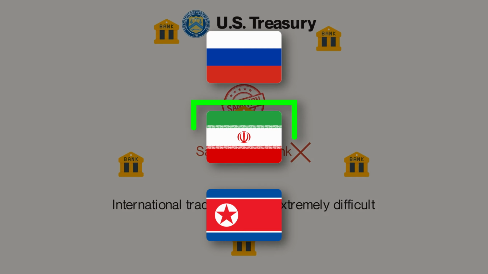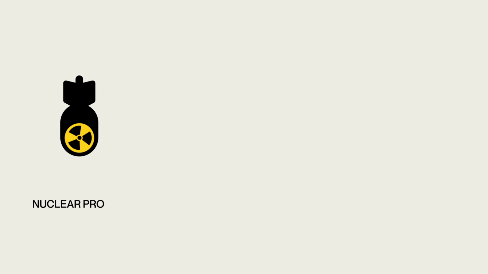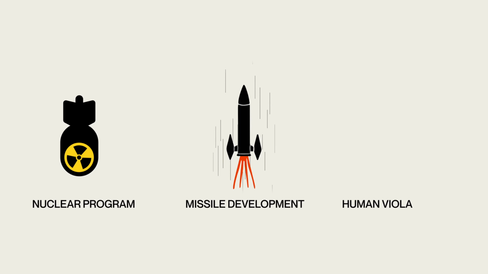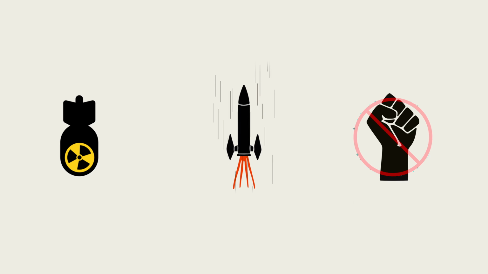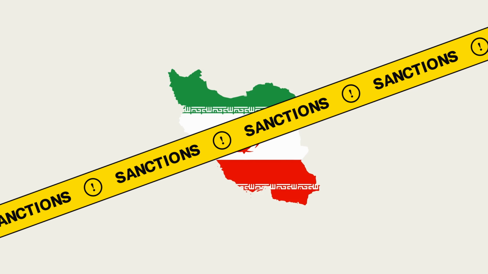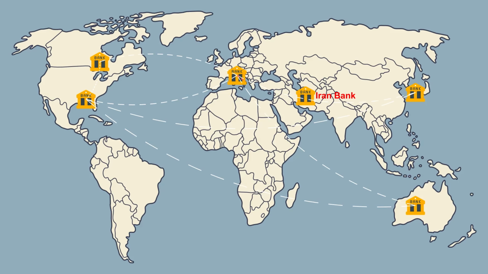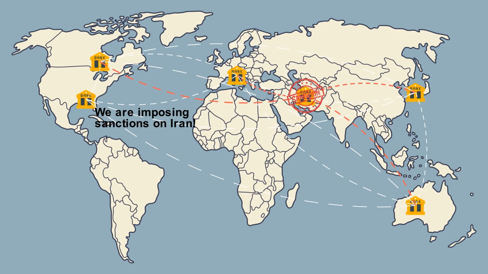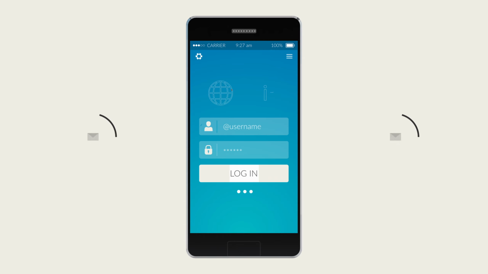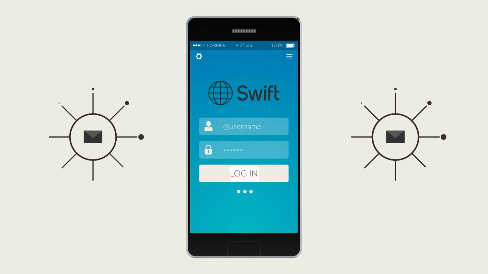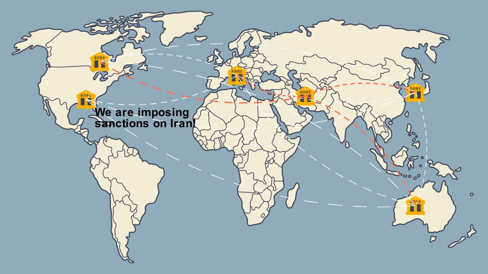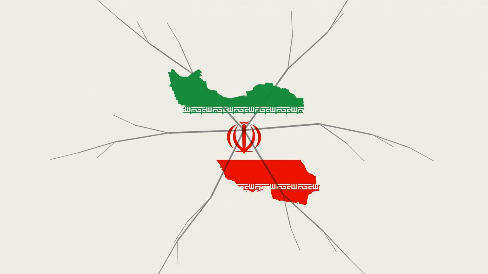Now let's see how sanctions on Iran work. Iran is accused of nuclear programs, missile development, human rights violations, etc. The US imposed sanctions on Iran, which means many banks around the world avoid processing Iranian transactions, and if they do, they might end up losing access to the dollar system. Again, they use the SWIFT messaging network to communicate these details. Due to these sanctions, Iran faces a severe shortage of external resources, which then cripples the economy.